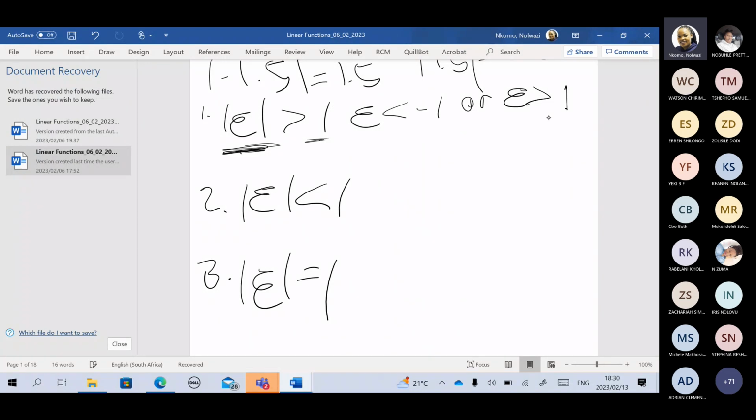Again, if the coefficient of elasticity of demand is 2, the absolute value of 2 is 2, which is also greater than 1, right? So if this is the case, we will say the demand or supply is elastic.